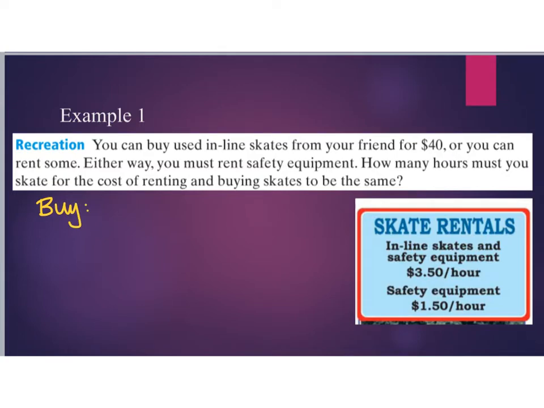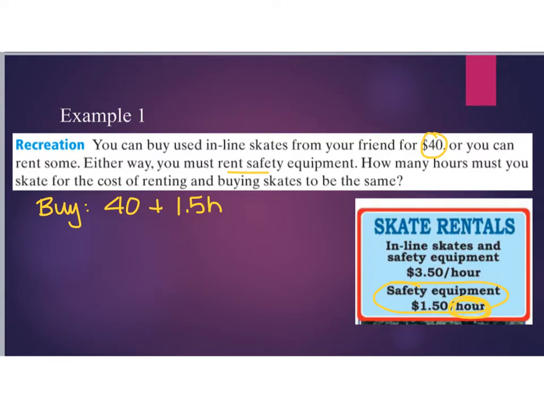To buy skates, it tells us that we're going to spend $40 to buy our friend's skates, plus we have to rent our safety equipment. Our safety equipment rental, we can see down here, is $1.50 per hour. Because I see this per hour, that typically tells me I'm going to be multiplying that $1.50 by the number of hours I work. So I'm going to add 1.5 and multiply that by H.